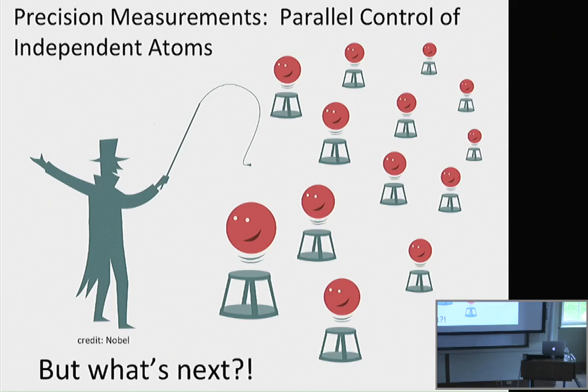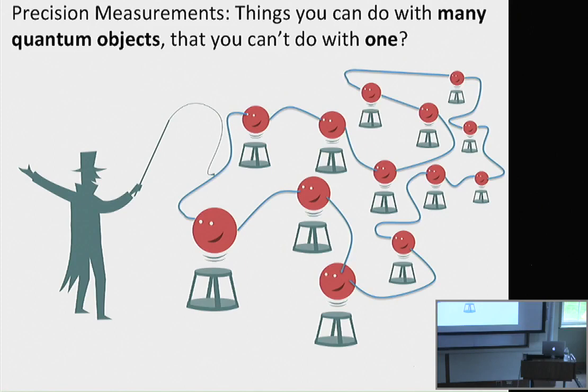Okay. Turns out this has been extremely powerful. So you can build incredible atomic clocks, you can build incredible accelerometers, you can do tests of QED, you can determine fundamental constants, all kinds of fundamental applications. But one question would be, what's next? Can we go beyond just building n copies of the same experiment and running them all in parallel with each other? In particular, we're interested in asking the question in the context of making precision measurements with atoms, what are things you can do with many quantum objects that you fundamentally can't do with one?